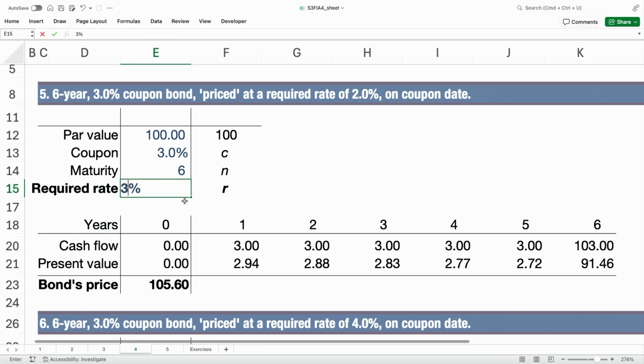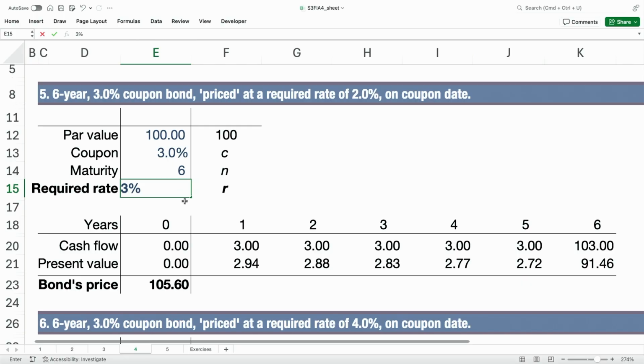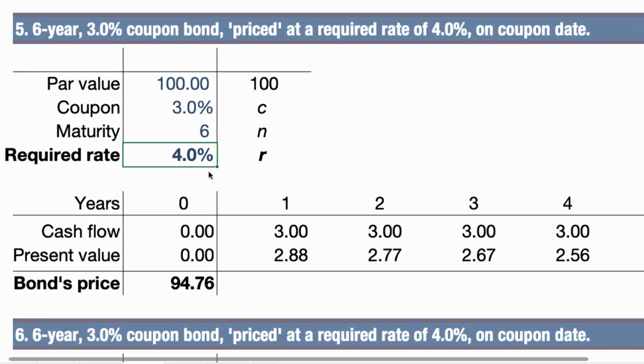By using the same structure as before, what happens if we change the discount rate for this bond from 2% to 3%? We already know that. The price will be lower and will be 100. What happens if we raise the required rate of return to 4%? The price declines under the par value. Now it's a discount bond. We're starting to see that a bond's price is responsive to changes in the return investors require.